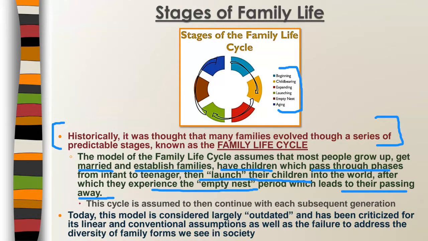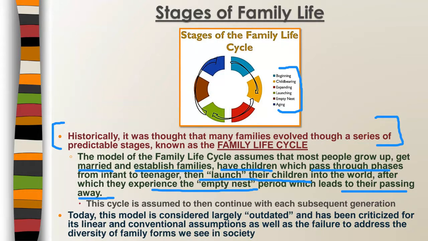Now this might apply to your family or a lot of families. However, and we're about to turn to this, there are a lot of variations, different types of families that don't fit within this model. And so we don't really put as much of an emphasis on this family life cycle model anymore. It's considered outdated because it's very linear, conventional. It doesn't really address a lot of the diversity of different types of family situations we see.